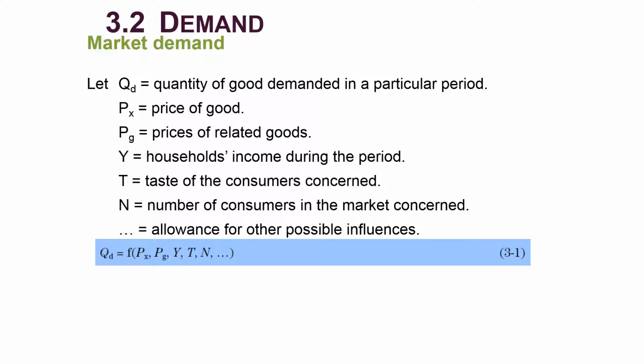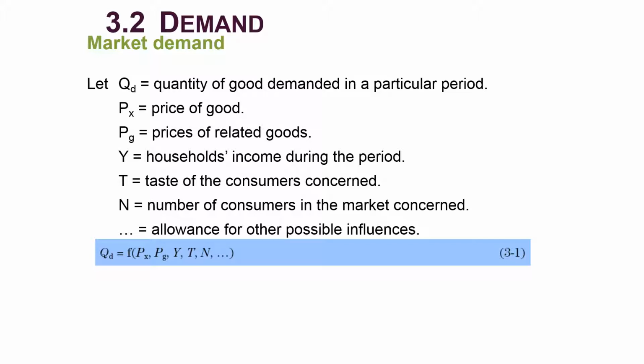QD is equal to a function of PX, PG, Y, T, N, and the three dots, where PX represents the price of the good, PG represents the price of related goods, Y represents the household's income during the period, T represents the taste of the consumers, and N represents the number of consumers, with the three dots giving allowance for other possible influences.